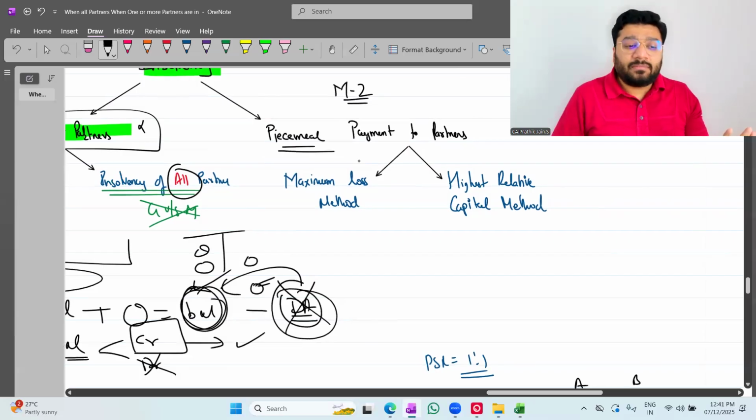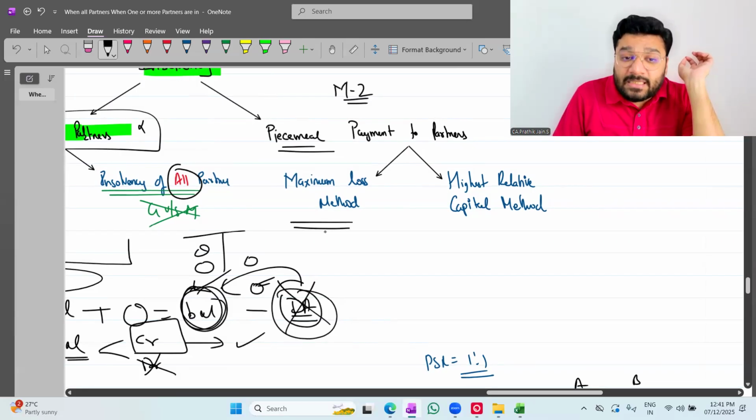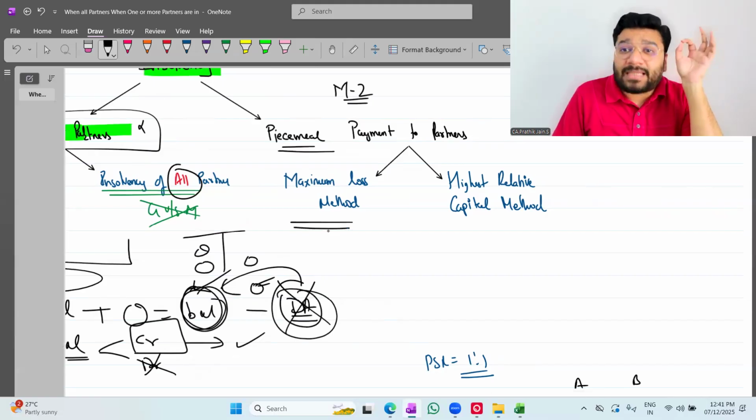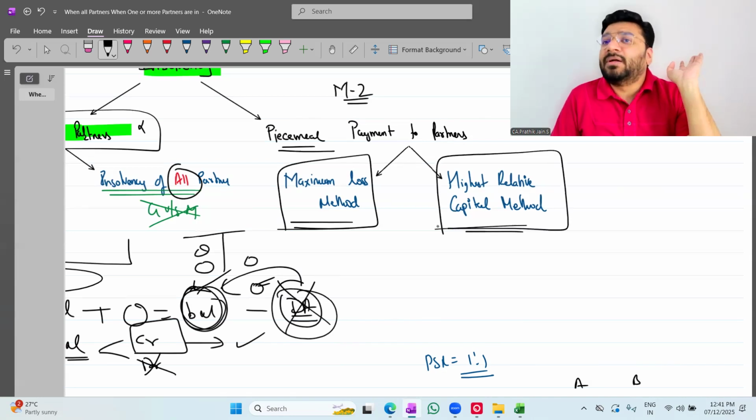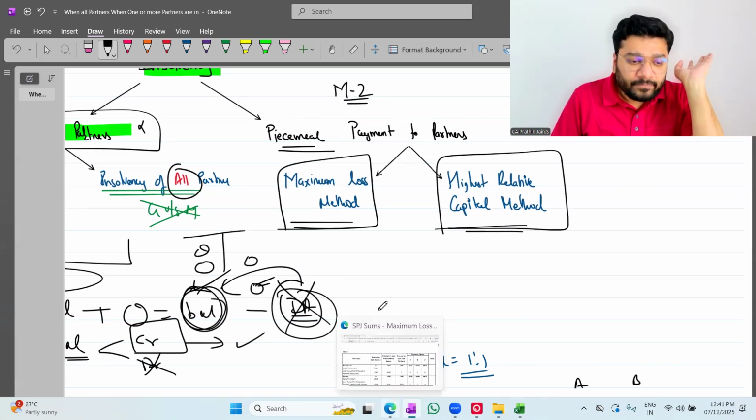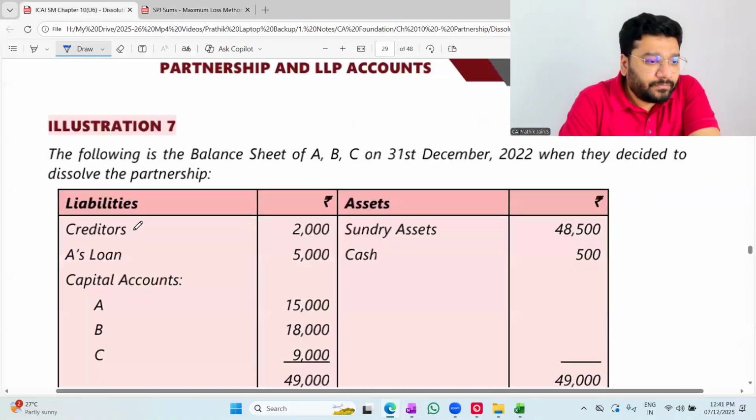In this concept, there are two methods that are suggested by experts. One is called the maximum loss method. Second is the highest relative capital method. The maximum loss method, we did one question last class, so I'll do a recap of that using the next question. Illustration 7 I gave as homework. Using that, I'll explain this concept one more time, and then with this concept, I'll wind up the discussion. Okay, can we take the next question?